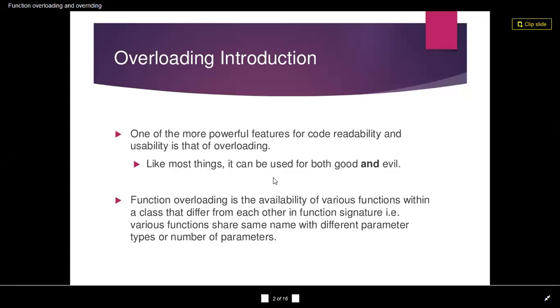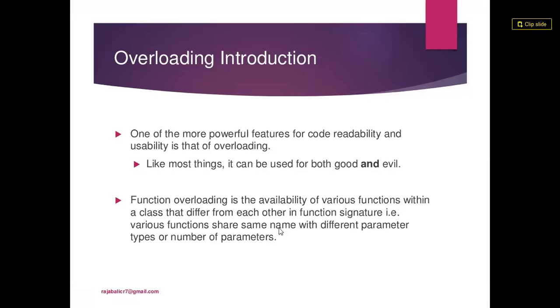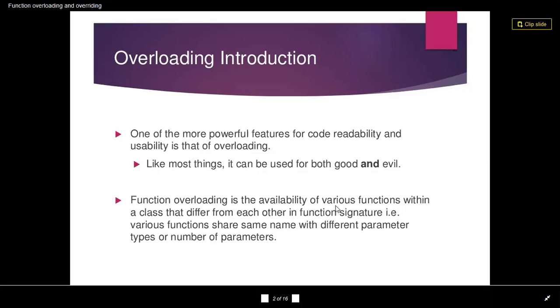In function overloading, what we do is make various functions within a class that differ from each other in function signature. So what is a function signature? It is the order of the parameters, the different parameter types, or the number of parameters. So two functions with the same name but different function signatures. It's various functions sharing the same name with different parameter types or number of parameters.